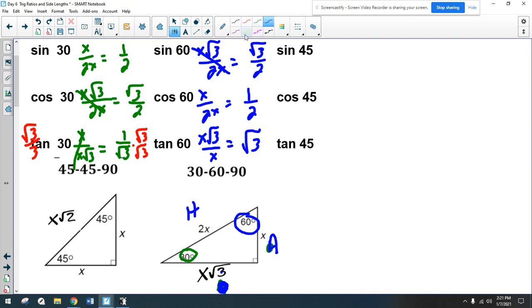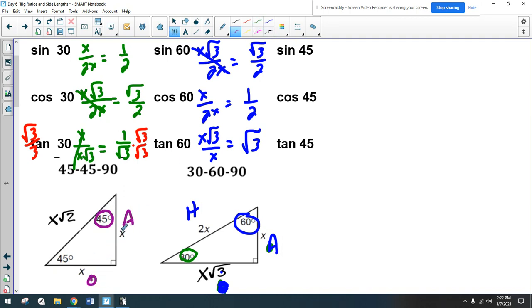Okay? Finally, we'll do the 45s. So now we've got to go over here to 45. They're both 45, so you get to pick. Doesn't matter which one you pick for your theta. If you pick this one, it's going to be the same as if you pick that one, because the opposite and the adjacent are the same anyway. So it makes no difference because they're going to be the same thing.